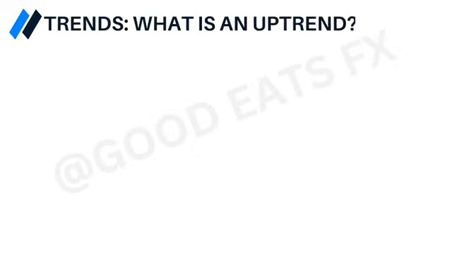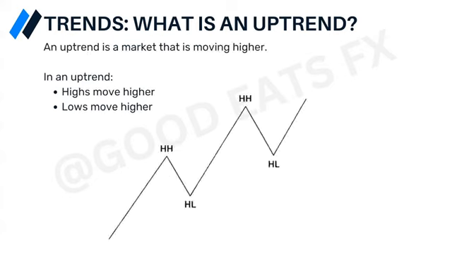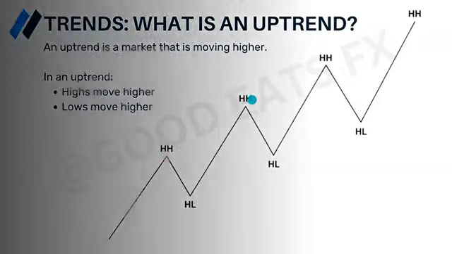The first thing we're going to focus on is, what is an uptrend? An uptrend is a market trend that is moving higher, and that's going to consist of higher highs and higher lows. It'll look something like this. So all the lows are higher than the previous lows. All the highs are higher than the previous highs.